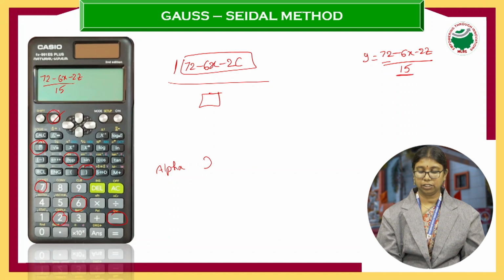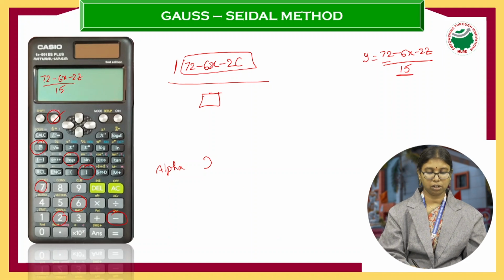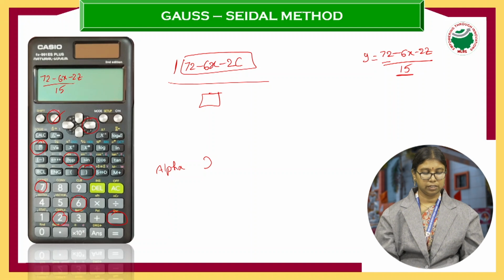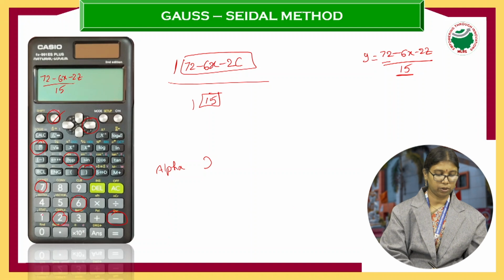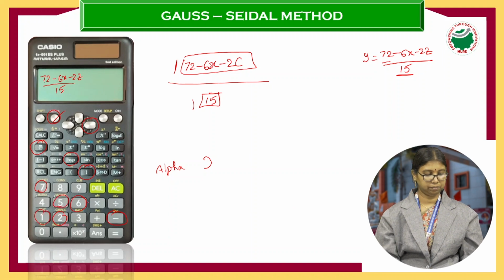Now you have to enter the denominator. For entering the denominator, first you press the right arrow, then you will get the cursor here. Here you type 15. Just press 1 and 5.